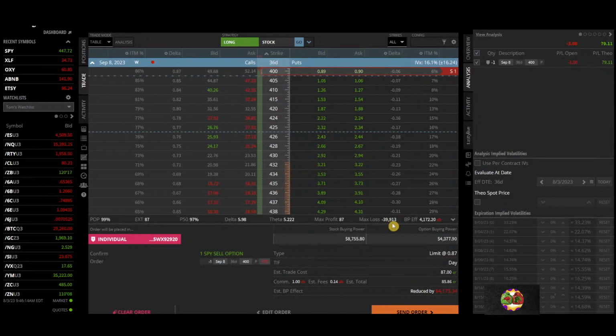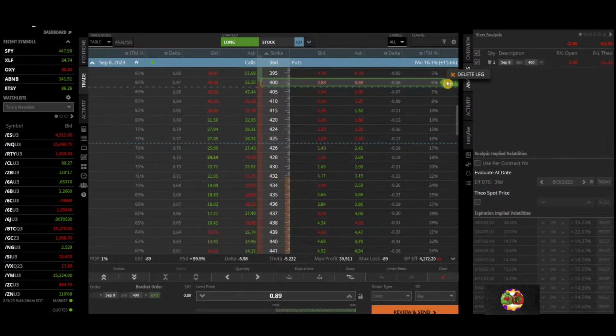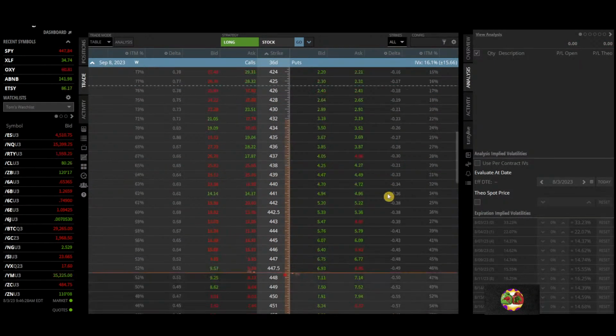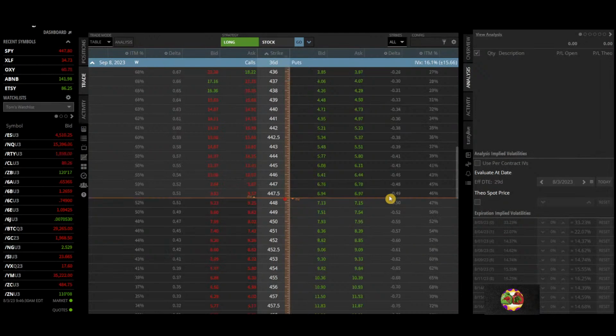Right there. $39,913. This is only a $5,000 account. I can't afford that. So don't go out and start selling options if you don't know what you are doing, please. Just watch the videos, and then if you need more help, you can come to the Discord because I am going to do these trades.